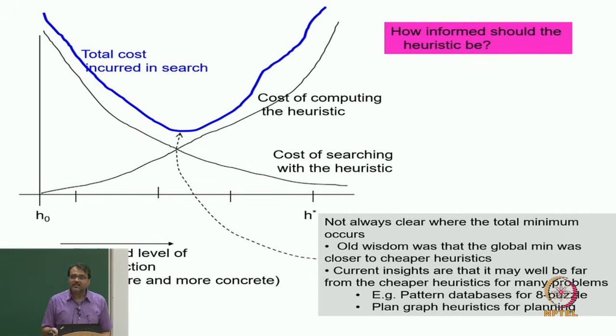Planning graph heuristics are actually a very important set of heuristics for planning problems. I wish we could discuss this. It is an area I did my PhD in, so it is close to my heart, but we will not talk about it. But I will briefly talk about pattern database heuristics because it is an easy thing to learn and it gives you a lot of value.